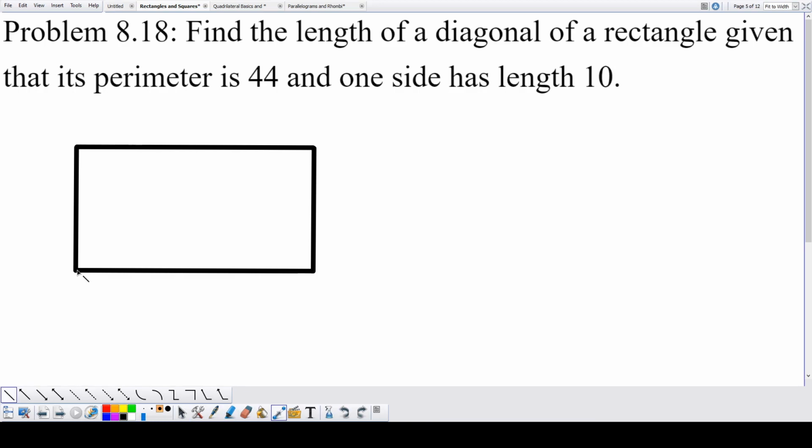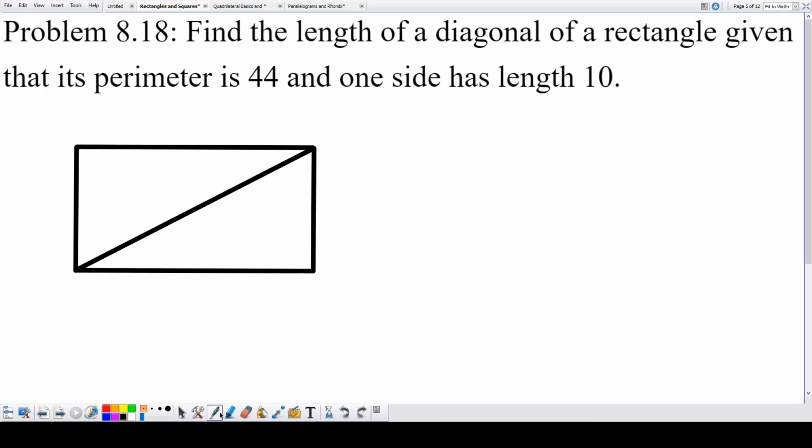And we want to find the length of one of the diagonals. So let's draw a diagonal. And let's label it A, B, C, and D. So let's say that one of the side lengths is 10, and that's AD. That means BC also has a length of 10. Now we need to find out what these lengths are here, DC and AB.